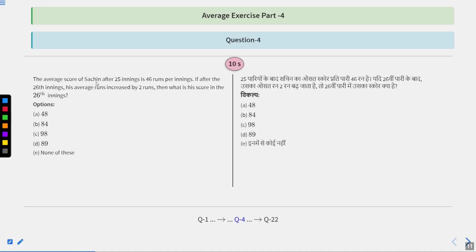The average score of Sachin after 25 innings is 46 runs per inning. If after the 26th inning his average run increases by 2 runs, what is his score in the 26th inning? You have 5 options and 10 seconds to analyze the question. Your time starts now.